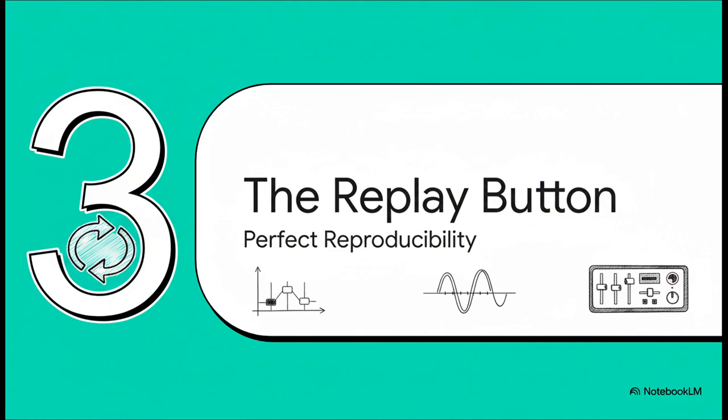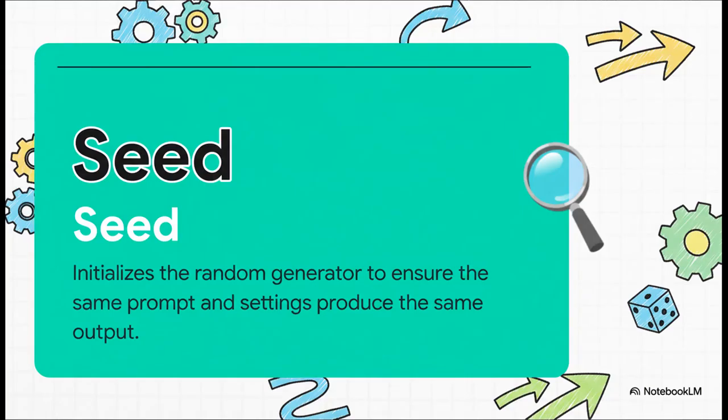Finally, there's one simple little parameter that is absolutely critical if you need consistent, predictable results. I like to call it the replay button. This parameter is called the seed. It's just a number that kickstarts the AI's whole randomization process. Here's the magic. If you use the same prompt, with the same settings, and the same seed, you will get the exact same output every single time. This is a total non-negotiable if you're doing any kind of serious testing, debugging, or scientific comparisons.